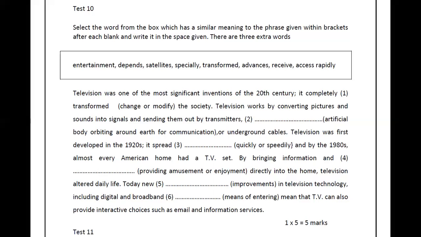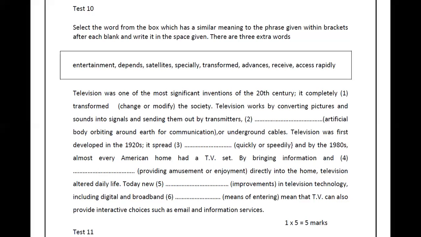Okay, now the first time you read it, you don't really know. You don't really understand. You feel like, what is this? I can't do it. But it's not like that. You start from the beginning, you can do it slowly, right? So here, first of all, see, before and after the blank, they have given a phrase: artificial body orbiting around Earth for communication. Orbiting around Earth means that it goes around the Earth. The technical term is orbiting, right? So, artificial body orbiting around Earth for communication.